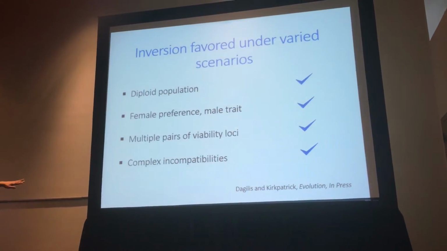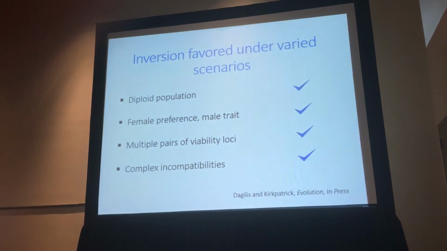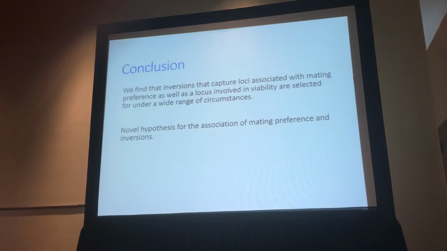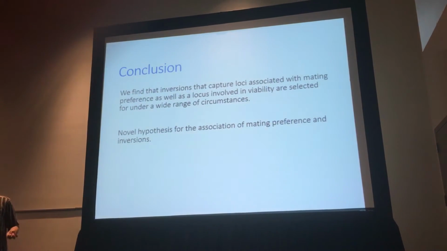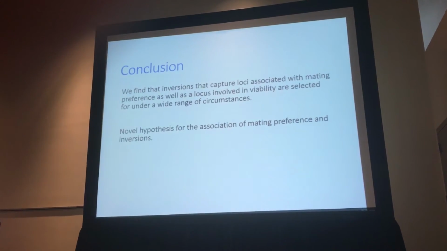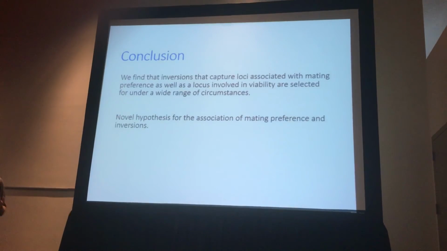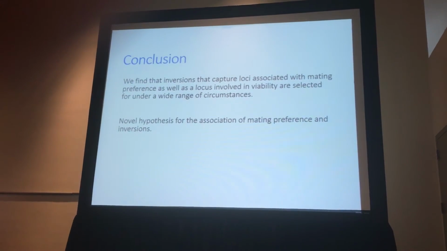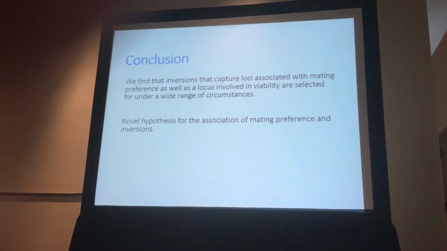If you want to see all these results, the paper should be out sometime soon, and you can look at the actual math. But in conclusion, we find that inversions that capture loci associated with mating preference and at least one locus involved with viability are selected for under a wide range of circumstances. This provides a novel hypothesis for the association of inversions and mating preference in a wide range of taxa.